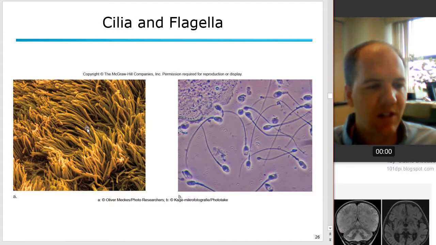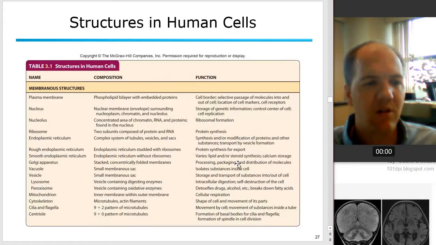Here's an example of cilia. This is a microscopic image. You can see all these little hairs. And then these are sperm cells. You can see their flagella. Towards the top here, we have mitochondria that are producing energy that are making this tail move. And that's where we see these in human cells.